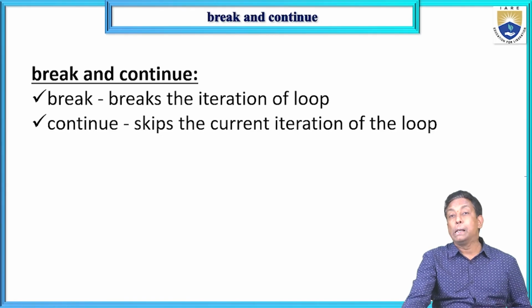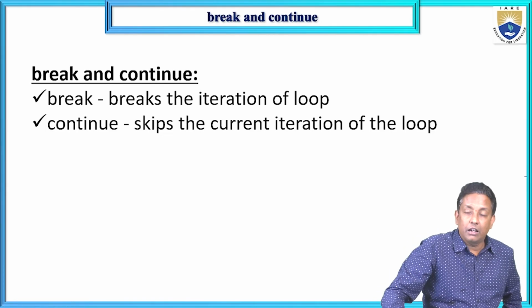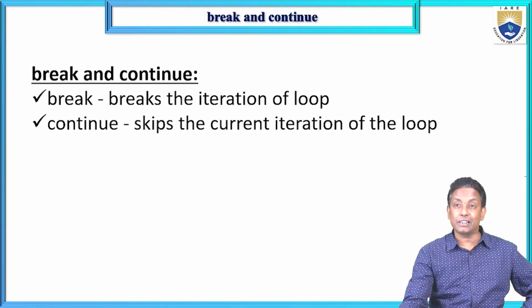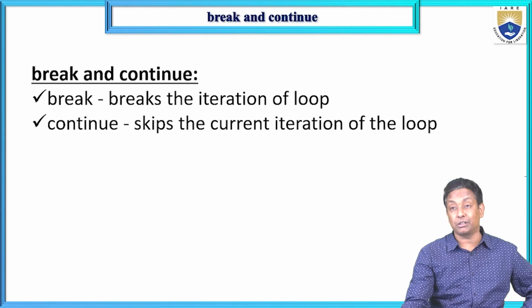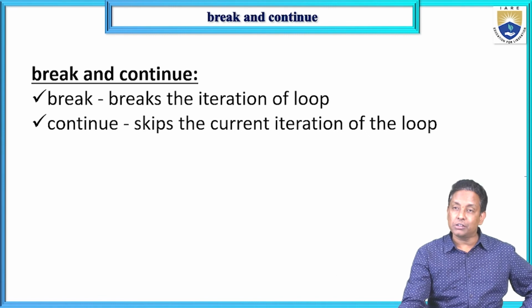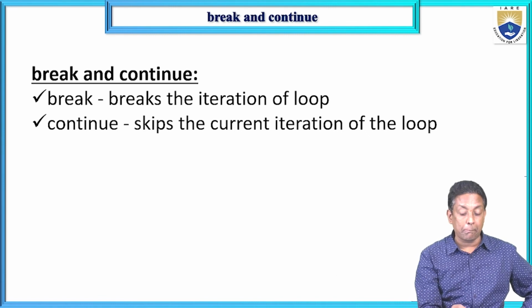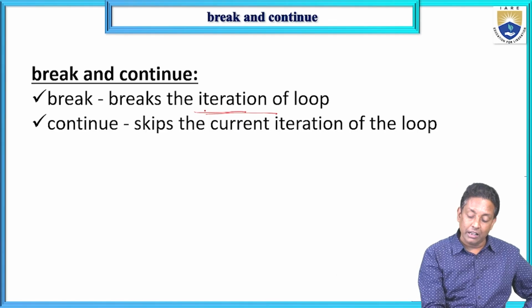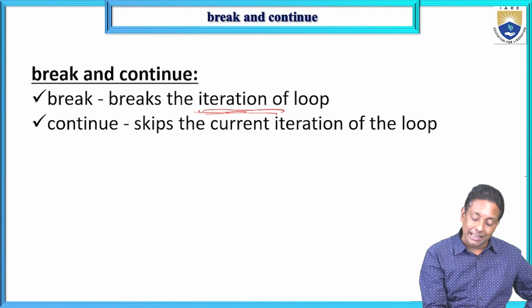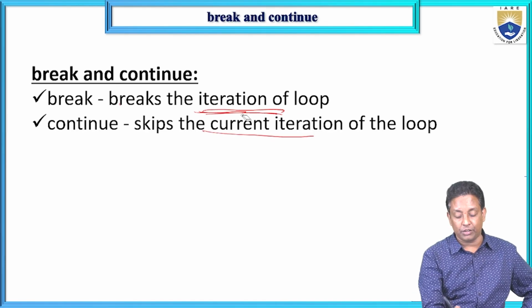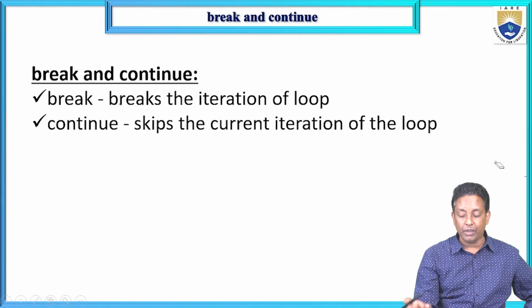Break and continue. Break is a keyword and continue is also a keyword. Break breaks the iteration of the loop. Continue skips the current iteration of the loop. Break terminates the loop. Break breaks the iteration of the loop, or break terminates the loop iteration. Continue skips the current iteration of the loop. We'll see with an example.